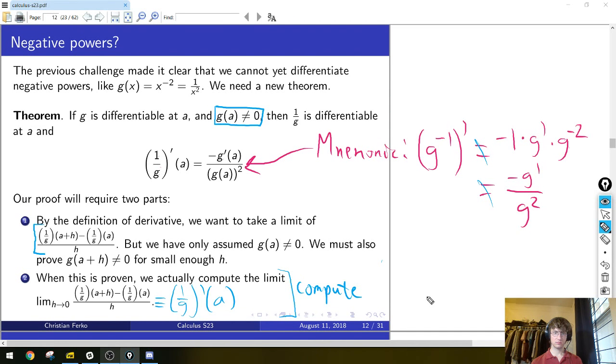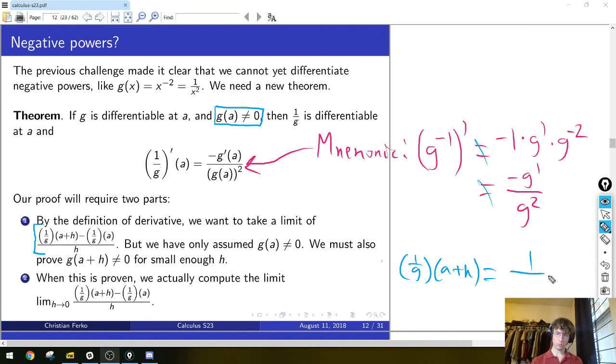I do not see why we must show that g of a plus h is not equal to 0, since we are not dividing, it appears. Ah, we are. Now I see. Yeah, I find this kind of confusing notation, but this really means 1 divided by the function g evaluated at a plus h, right? That makes sense. Okay, yeah. So we have to make sure that's not ill-defined. Good question, though. Important to understand that we have to make sure nobody divides by 0.